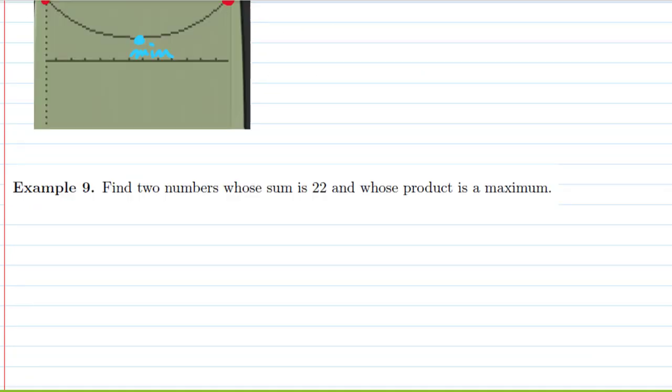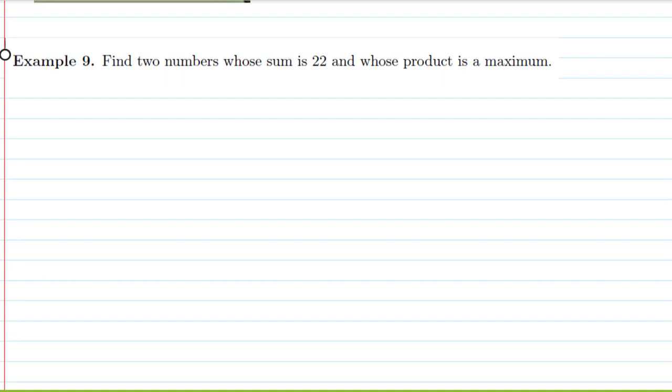All right, so in example number 9 from the review, we were asked to find two numbers whose sum is 22 and whose product is a maximum. So our objective function, and then we need a constraint.